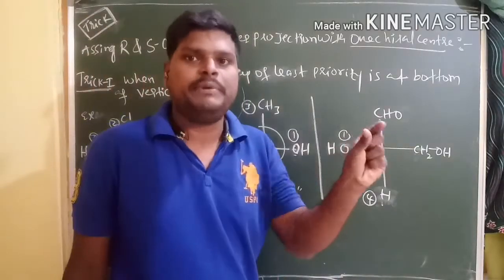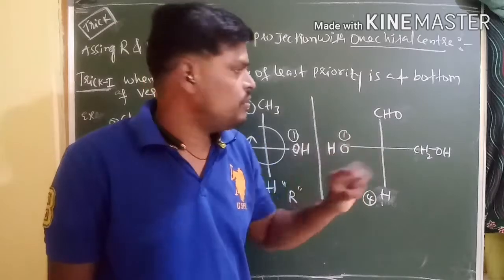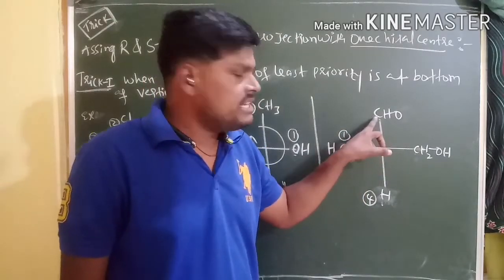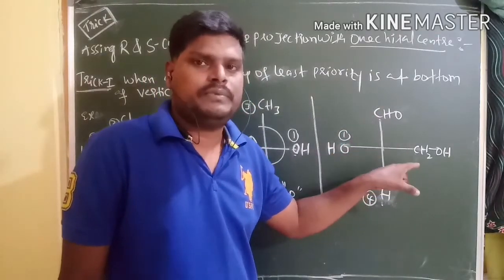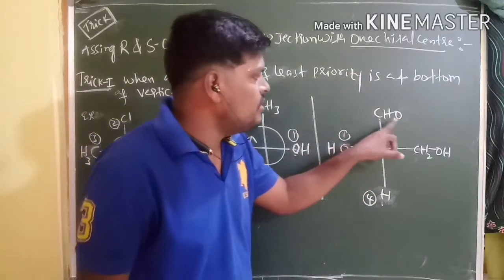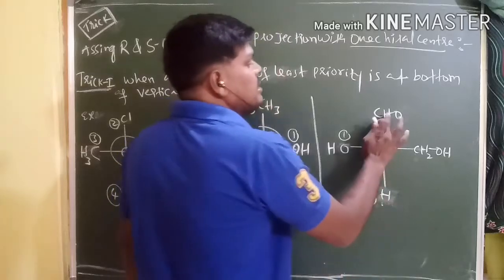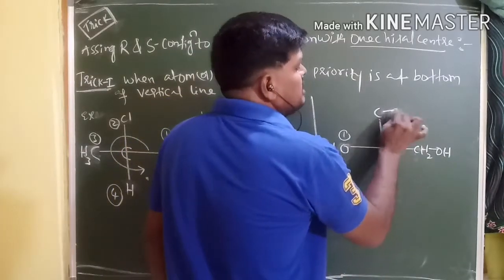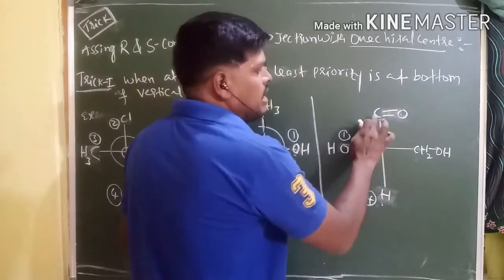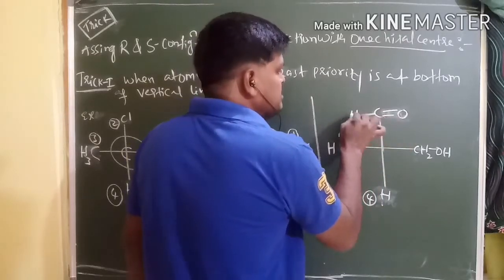So according to CIP rules, right? According to the CIP rule, when the central atoms are the same in two groups, go for the next ones. Here what are the next ones? Oxygen. So here the next ones are hydrogen. Yes or no? And one more thing in this case, here this is CHO, sir. That means a carbonyl compound. Carbon to oxygen double bond, and it is single bond.